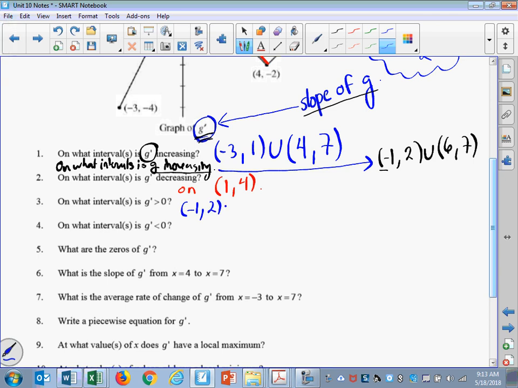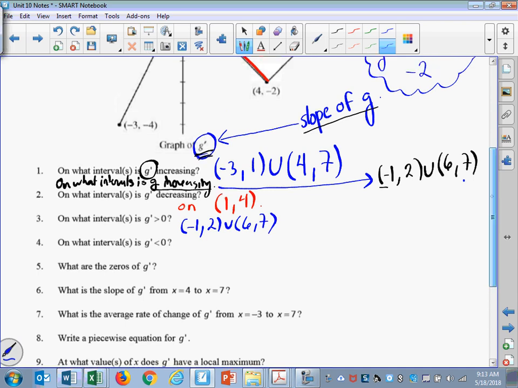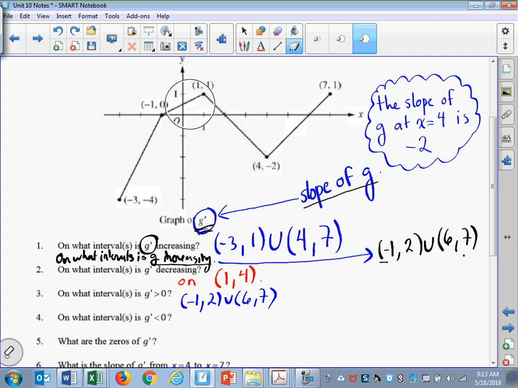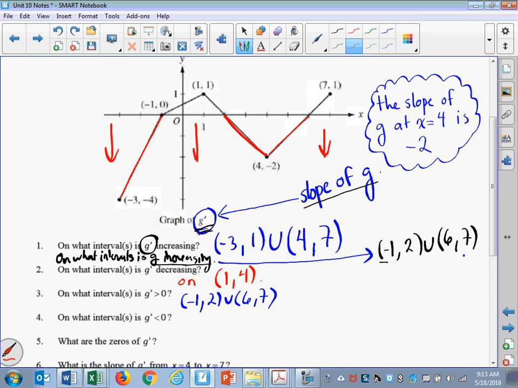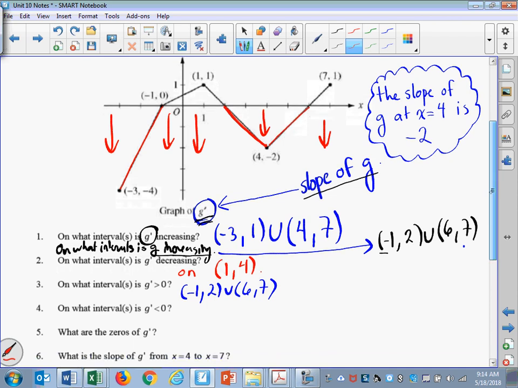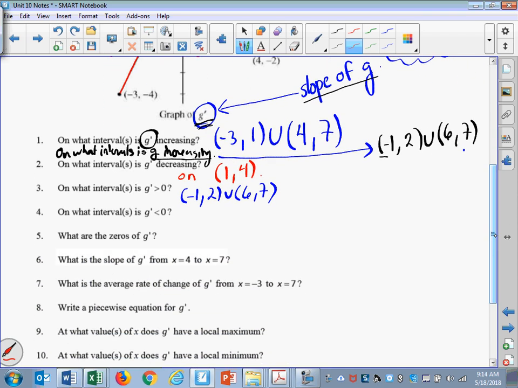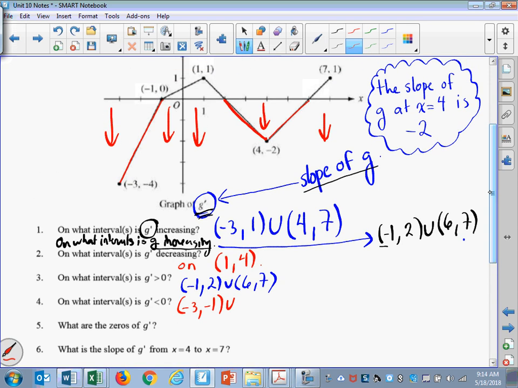On what intervals is g prime less than 0? Well, let's see if we can find that here. It's everywhere that it's not bigger than 0. So here it's less than 0. The graph is below the x-axis, and here it's below the x-axis as well. It's everything below the x-axis. Anything down here is going to be negative. So let's write those intervals. That's from -3 to -1. We want to pick back up over there at 2 to 6, so 2 to 6.